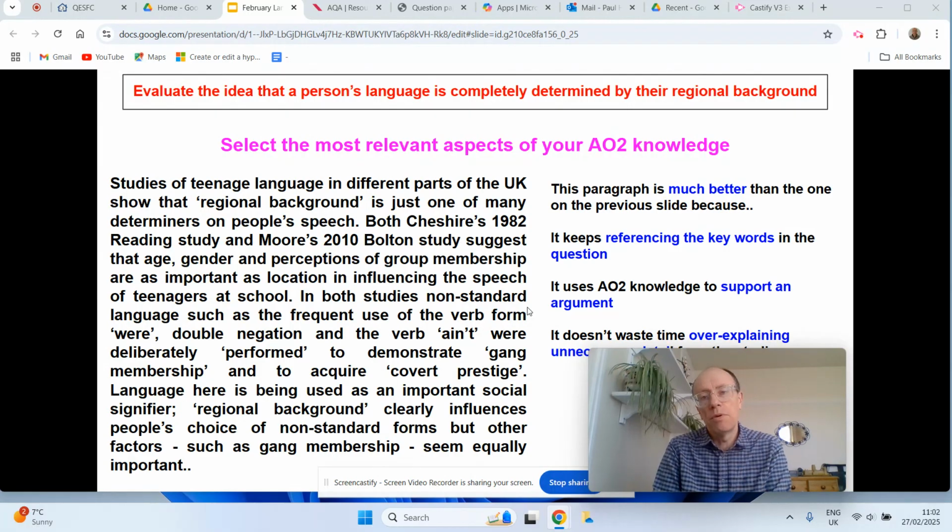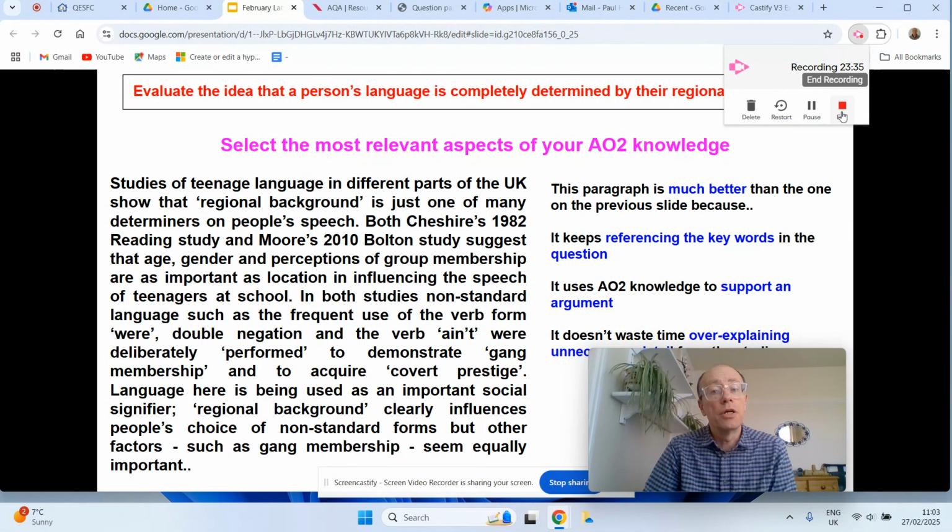So bear all of that in mind, and what I would recommend that you do right now is to sit down with a piece of paper and handwrite an answer to that question. Evaluate the idea that a person's language is completely determined by their regional background. Good luck.